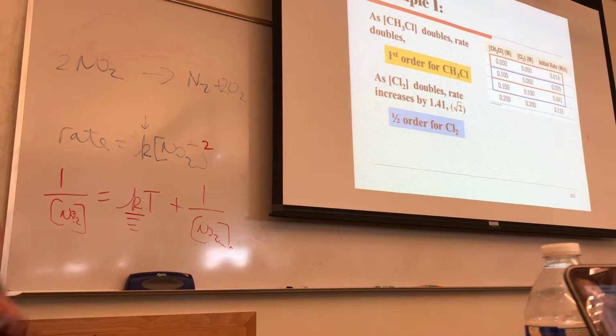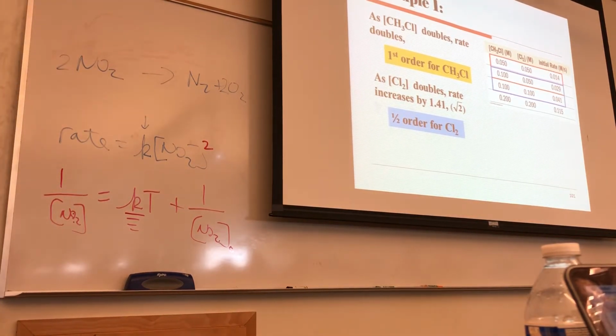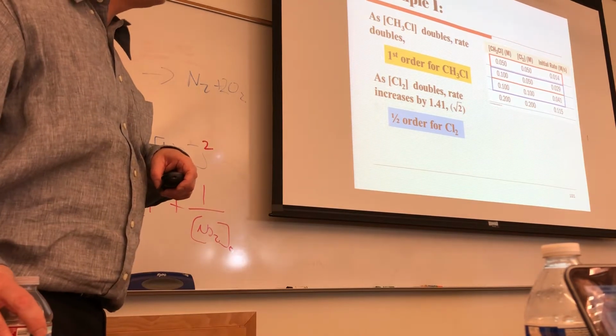So now can we put in the rate law for this? Right, so the rate law is going to be the rate is equal to k times the concentration of CH3Cl to the first power and Cl2 to the half power. Where's the 1.41 from?